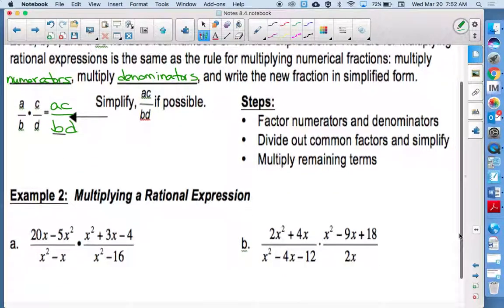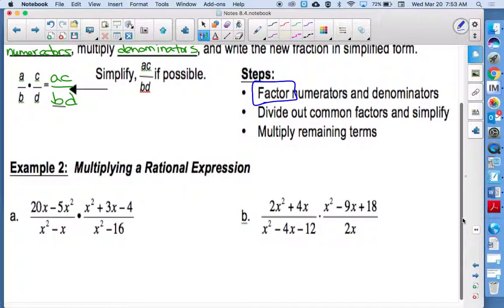These steps are written out for you. The first step says factor. You're going to hear me say that many times. Factor first. That's the first thing you should do with any of these problems. If it can be factored, factor the problem. Divide out any common factors to simplify, and then multiply the remaining terms together. So actually, we multiply last. We're going to simplify it as far as it can be simplified first, and whatever is left in the problem, then we'll multiply. So that'll be the last thing that we look at.